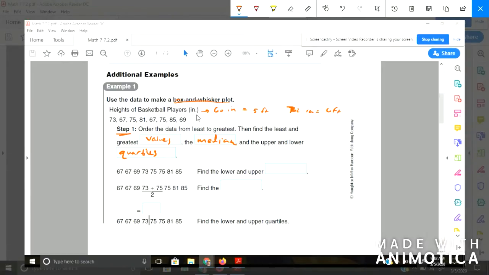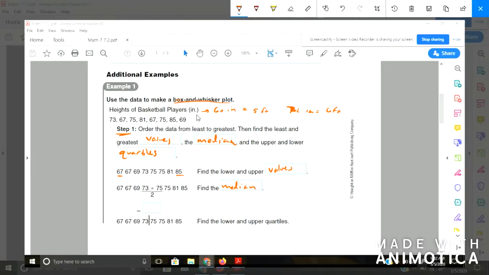So find the lower and upper values. That's what we'll do first. Well, it's really easy. My highest value is 85. My lowest value is 67. Done.